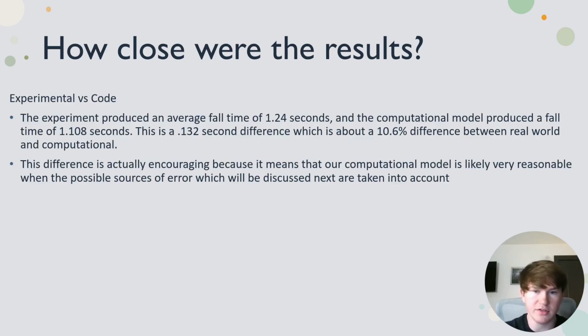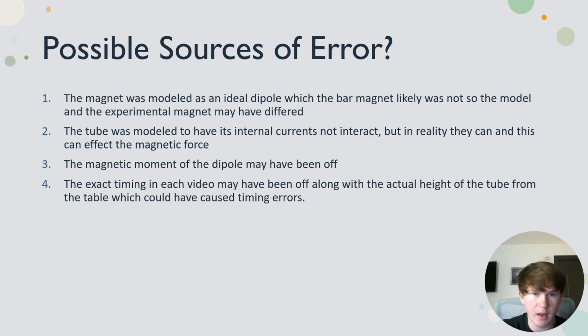So how close were the results? As I said before, the difference is about 0.132 seconds, which is about a 10.6% difference. This difference is actually pretty encouraging because it means our computational model is likely reasonable, when you take into account the possible sources of error, which I'll describe next. So the possible sources of error were the magnet was modeled as an ideal magnetic dipole, which it probably is not, and the magnetic moment was probably off, as well as a couple other things.